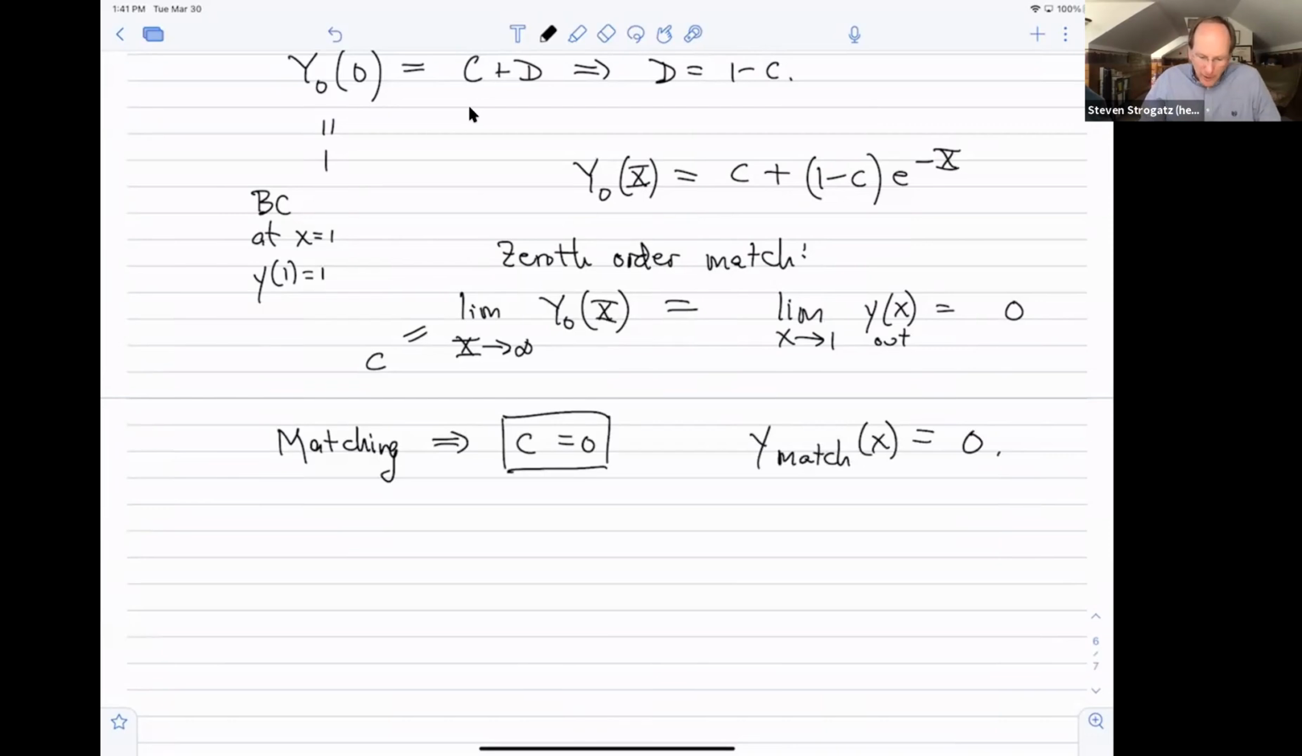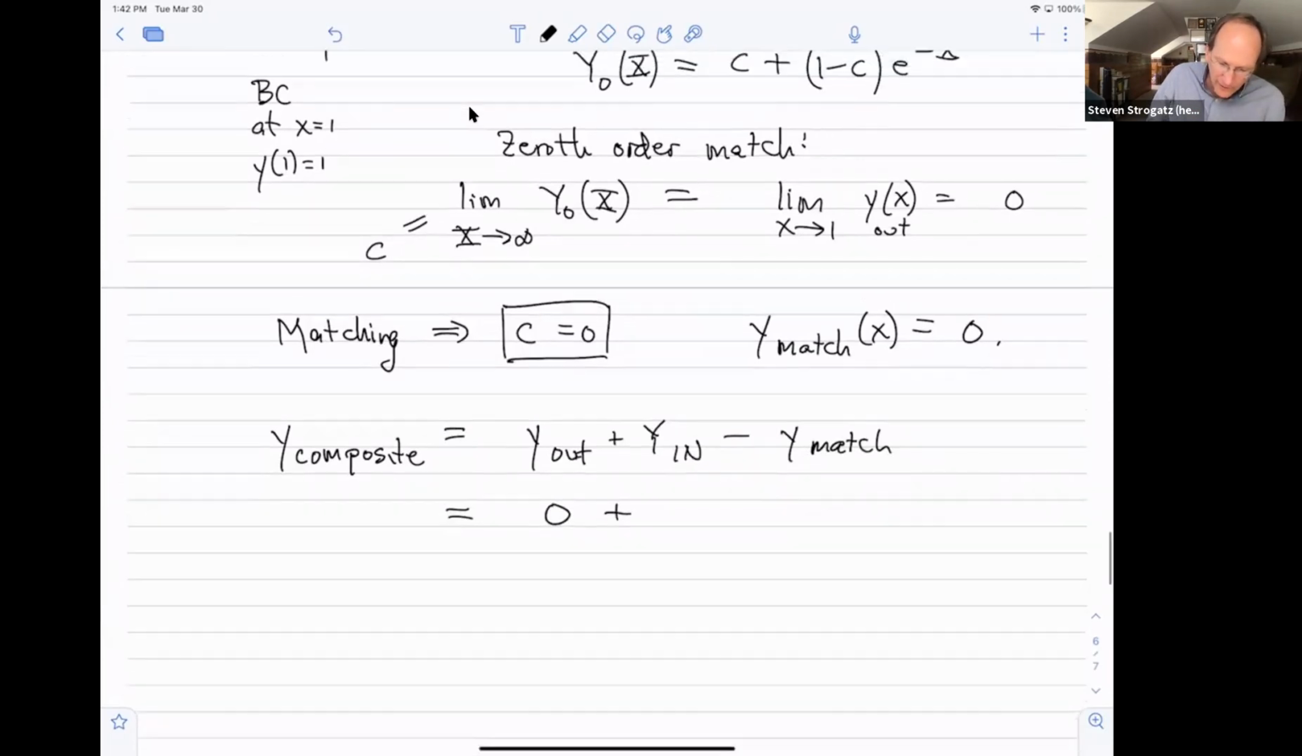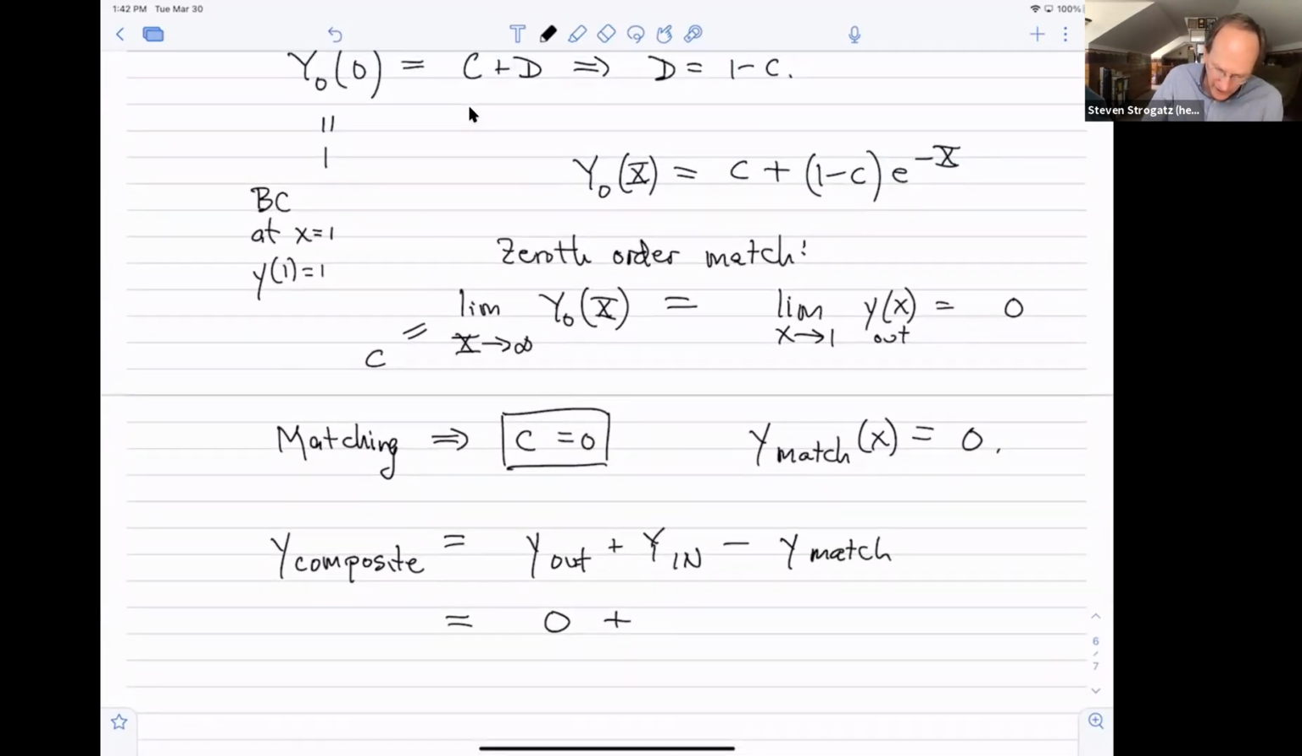So I'm ready now to do my composite solution trick, the uniform solution. Notice we did succeed in matching. So we write Y composite is Y out plus Y in minus Y match. And so Y out, we said, was identically 0 plus Y in. When I substitute C equals 0, let's do this at lowest order.